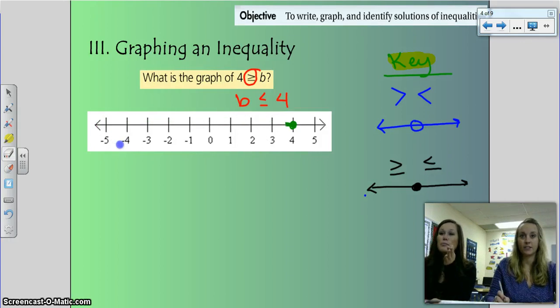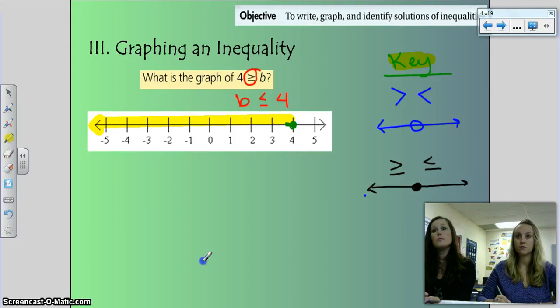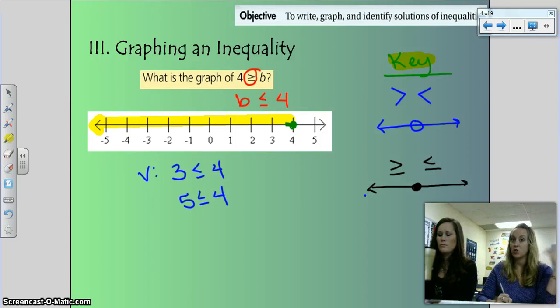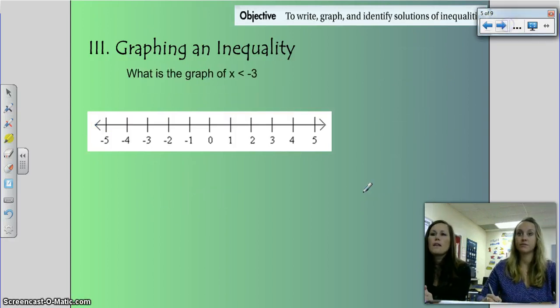Tip for you as you are doing this: if you have the variable first, you may shade the direction the inequality is pointing. If not, you're going to have to actually do some thinking. Meaning the tip of this is pointing left, so that's the way that you shade. But you also can actually think and say, okay, what numbers are less than or equal to 4? Well, that's going to be 3 or 2 or so on. So I'm going to shade all of those. I like to write it down and say, okay, is 3 less than or equal to 4, or is 5 less than or equal to 4? Well, not 5. So you know which way to go. Cool.